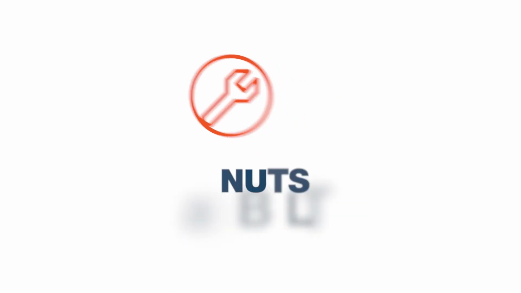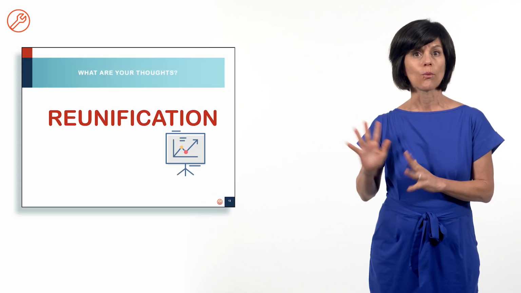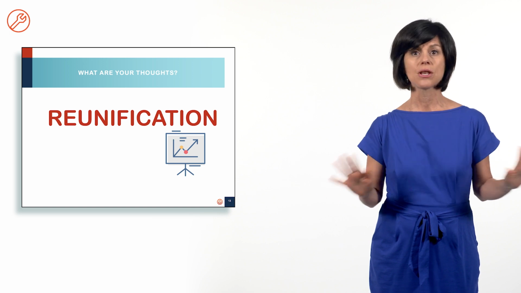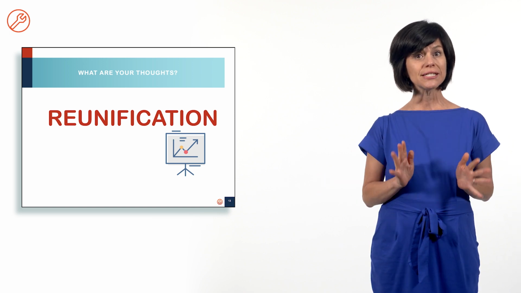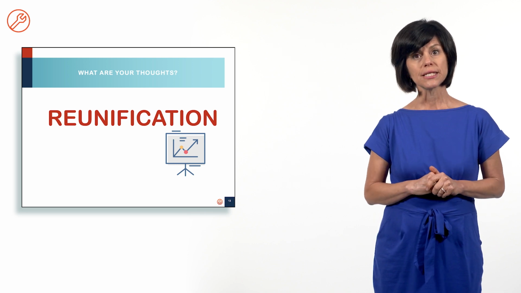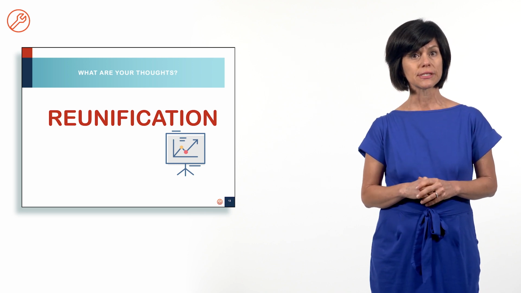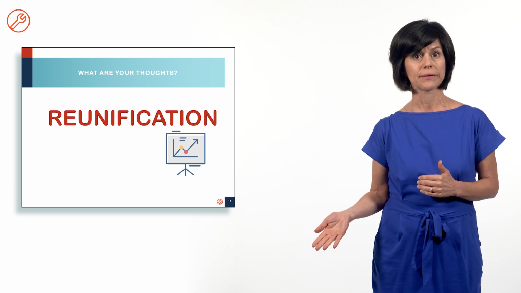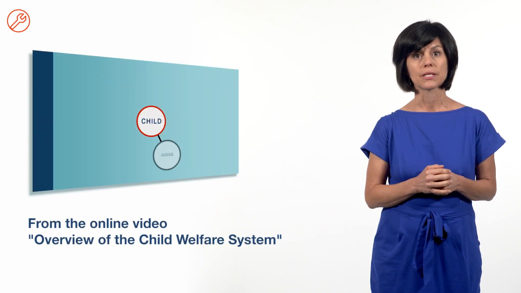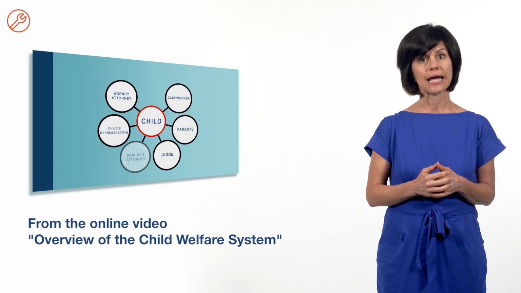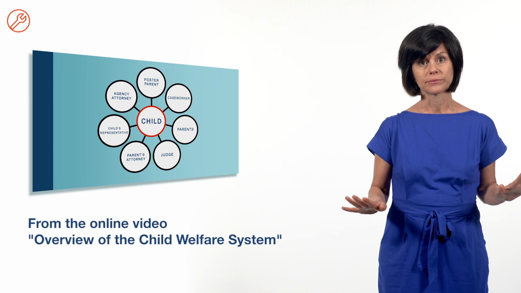Now let's talk about the nuts and bolts in this theme. You'll start with a quick brainstorm on a whiteboard to get participants' initial thoughts about reunification. This is not about right answers. It's just to get them thinking and honest about the subject. For the rest of this section, you'll go through a series of slides that walk them through the reasons and steps of a reunification plan. Be sure to refer them to the online theme Overview of Child Welfare to understand this in depth. They'll need all that info.